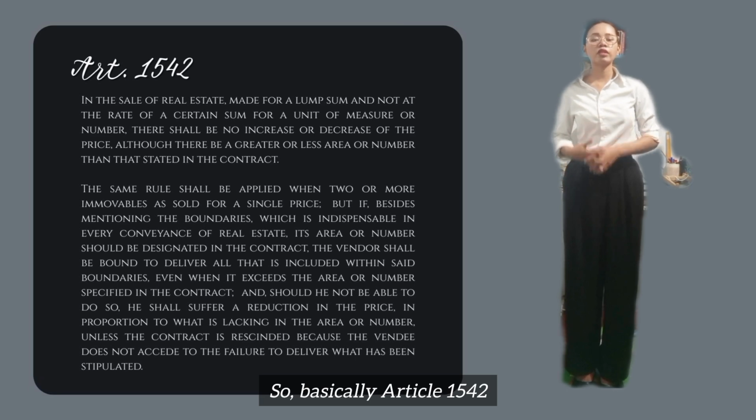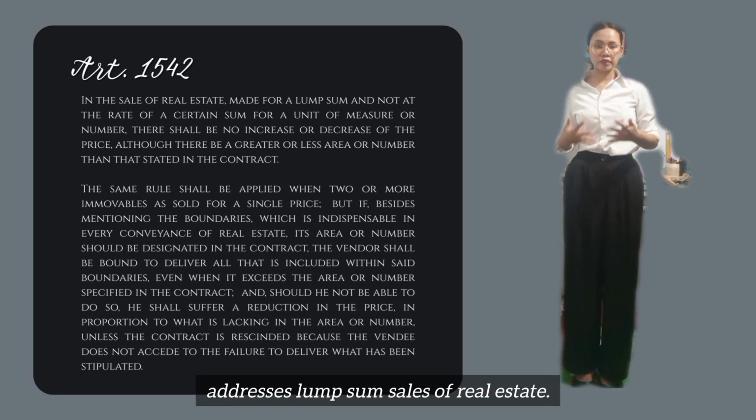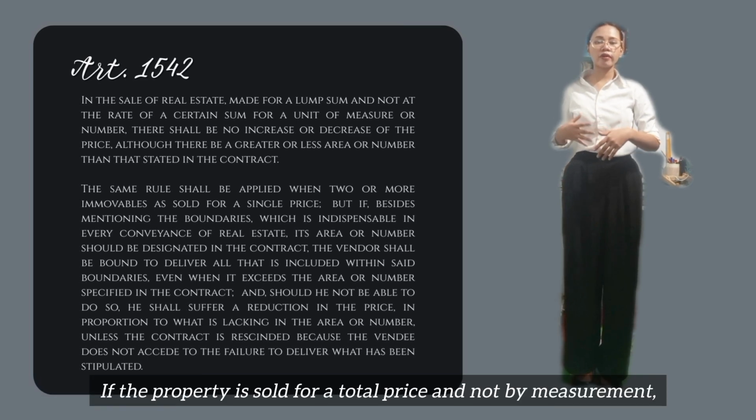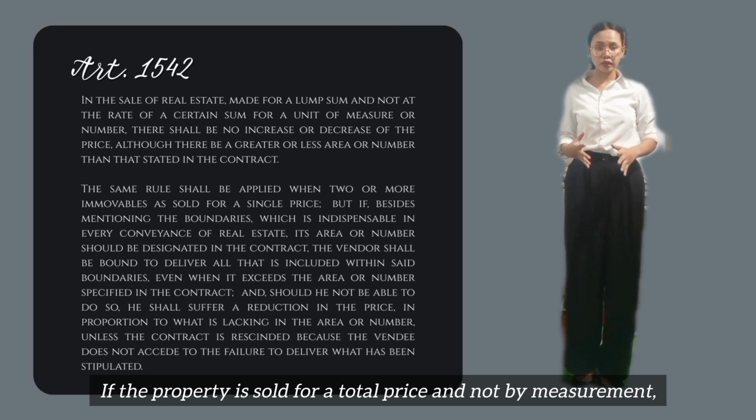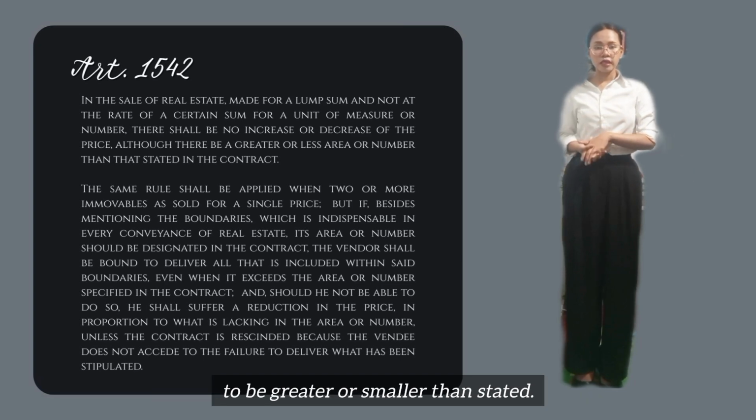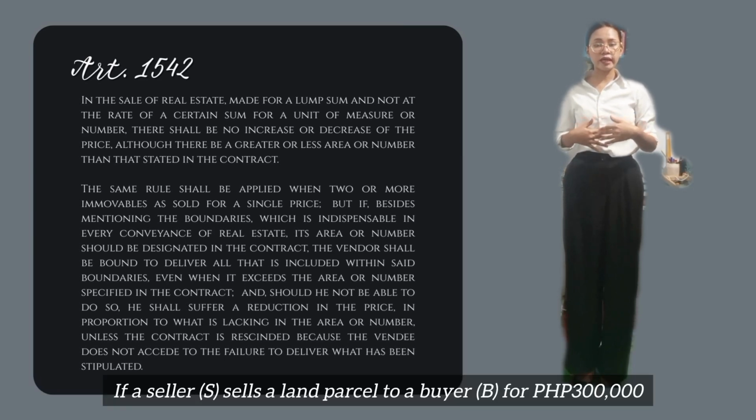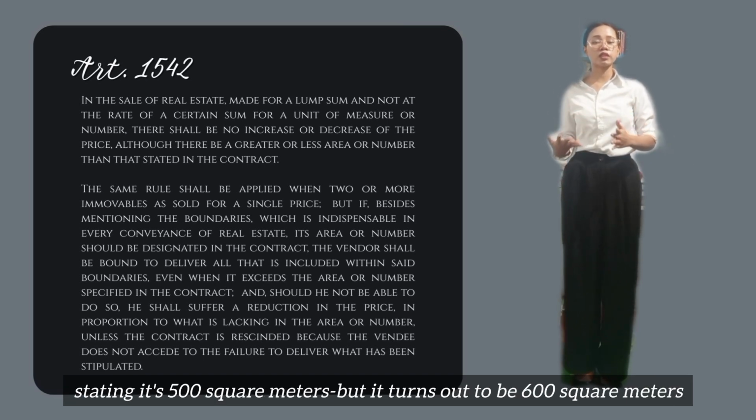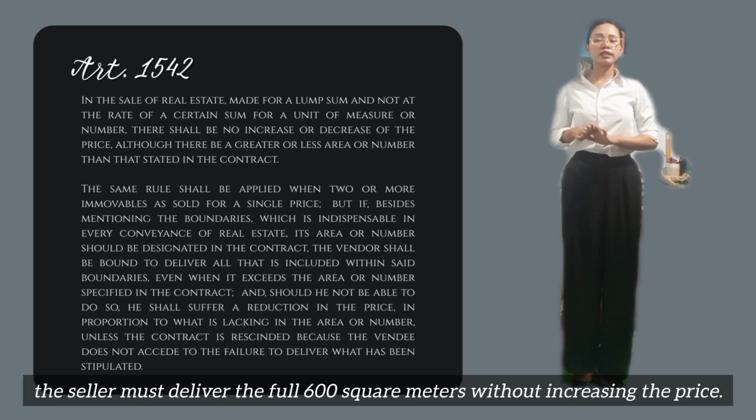So, basically, Article 1542 addresses lump sum sales of real estate. If the property is sold for a total price and not by measurement, the price remains fixed, even if the area turns out to be greater or smaller than stated. For example, if a seller S sells a land parcel to a buyer B for 300,000 pesos, stating it's 500 square meters, but it turns out to be 600 square meters, the seller must deliver the full 600 square meters without increasing the price.